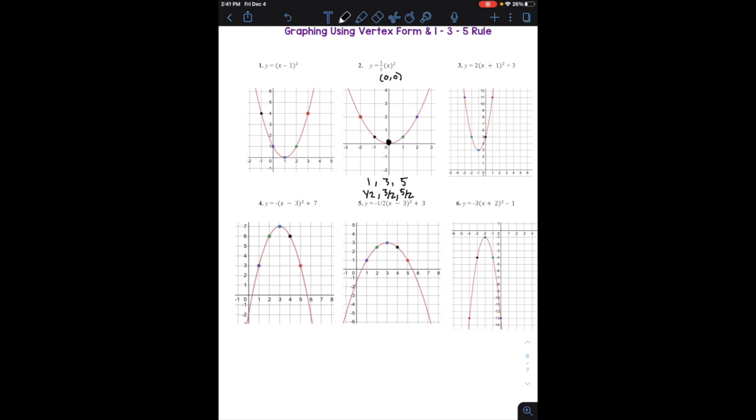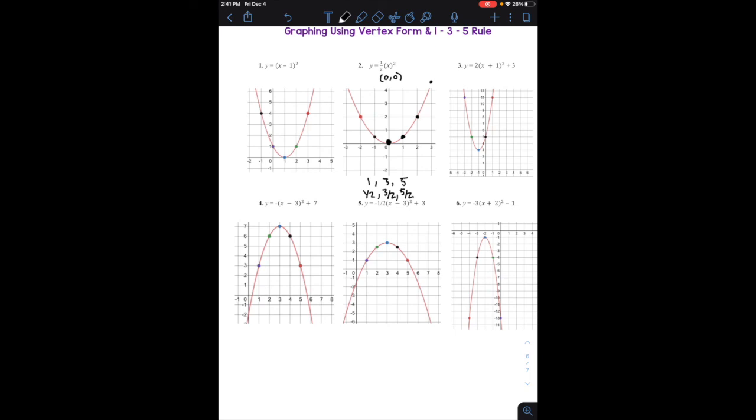So from our vertex, we'll go over to the right one, up 1/2, over to the right 1 unit, up 1.5, and then over to the right 1 unit, up 2.5. You would then copy that same pattern on the left side. Notice the a value was positive, so we have a concave up parabola.